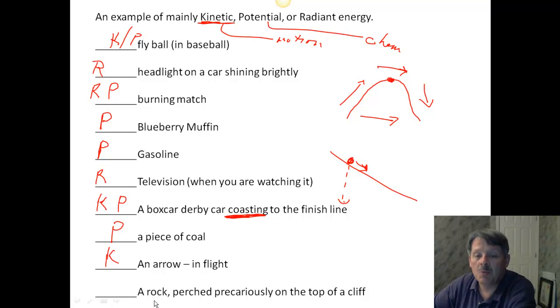And a rock perched precariously on a hill. Well, that means it can fall at any moment, so it has potential energy. Right now it's not moving, so it has no kinetic energy, and a rock is not radiating light.